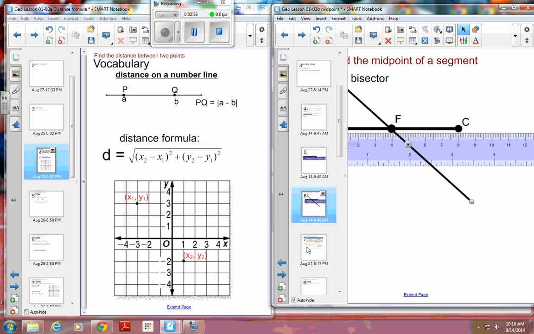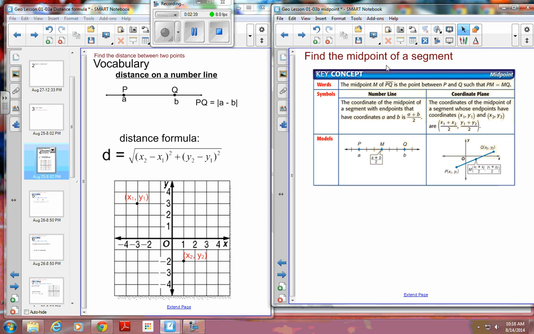And the last thing for your vocabulary is the information in this key concept chart. So you'll want to write this stuff down. This is your midpoints. So to find a midpoint on a number line, you add the two numbers and divide by 2. Actually, you wouldn't have to make sure it's positive. That's distance, sorry. So just add the two numbers, divide by 2.